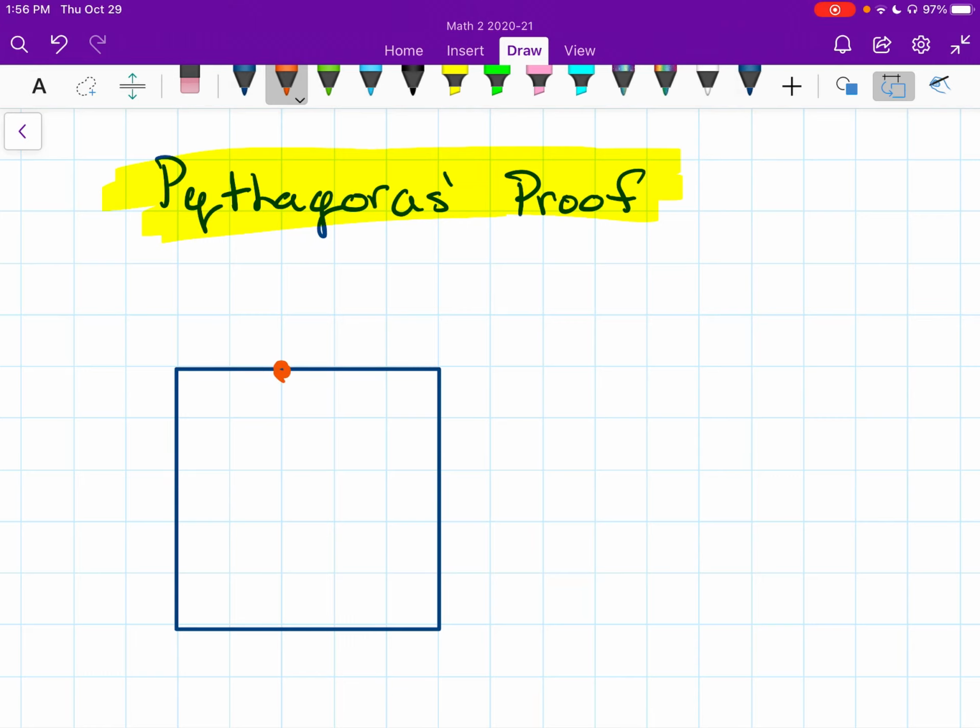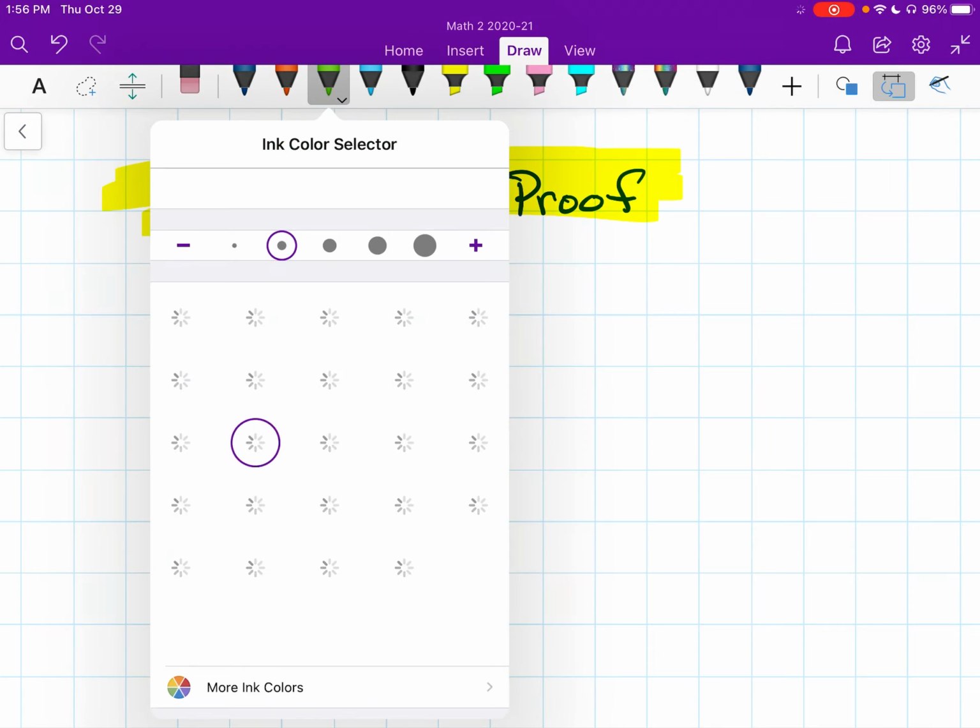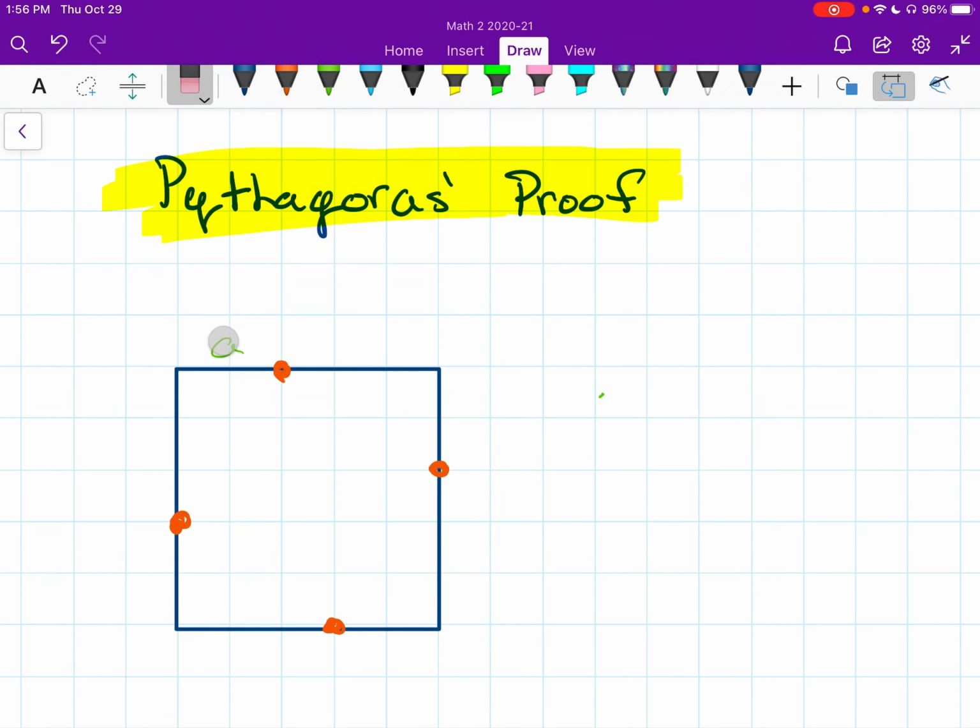And I'm going to put a dot 2 spaces from the left. It doesn't have to be 2 spaces, but it makes the picture a little bit prettier. So we're going to label these A. Here, let me change my pen size. A and B. A and B.